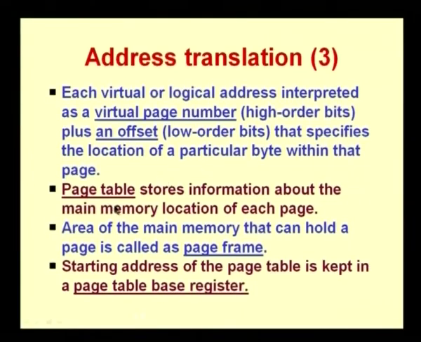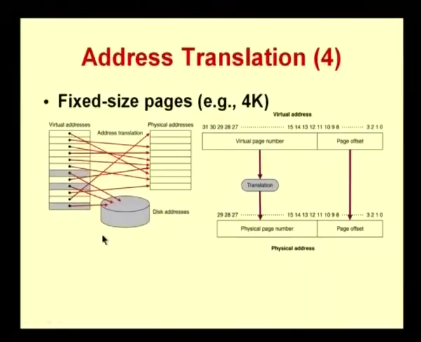And the page table will store information about the main memory location for each page. Areas of the main memory that can hold a page are called a page frame. So you kind of move it from a page to a page frame. And the starting address of the page table is kept in a page table base register. So these are the different terms and concepts we use in order to do the translation. We can understand this with the help of a diagram here.